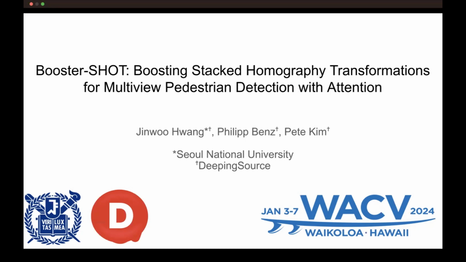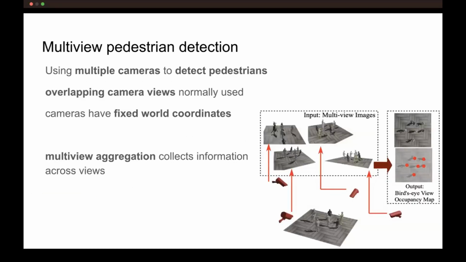First, I would like to define the problem, which is multi-view pedestrian detection. In this case, we use multiple cameras, as seen in this image, to detect pedestrians. And eventually, we create a bird's eye view heat map. In this case, we use overlapping camera views, and the cameras have fixed world coordinates. For example, they might be static CCTVs. In this kind of problem, multi-view aggregation takes a very important role in collecting information across views.